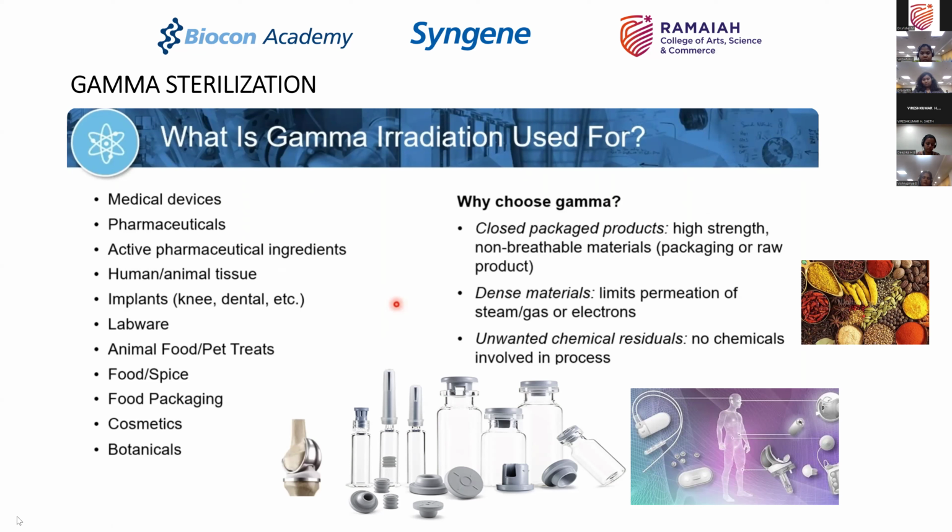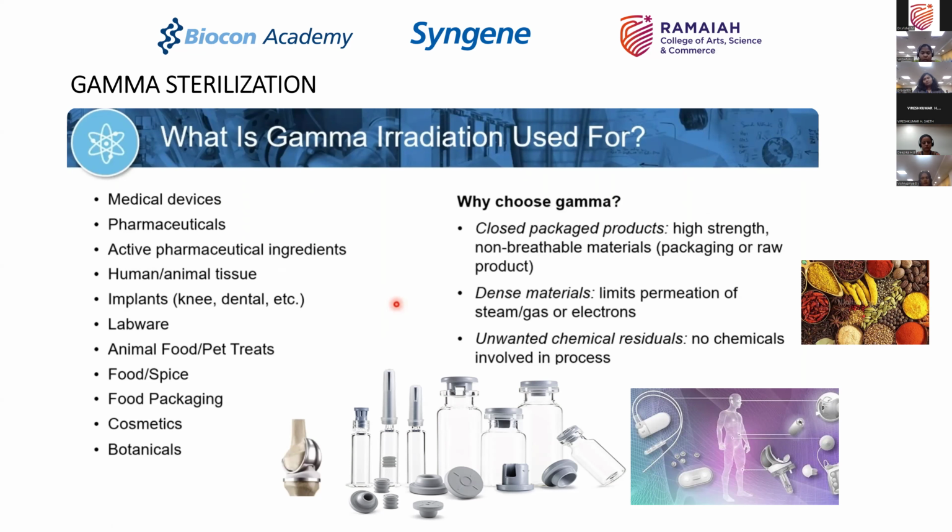Knee replacement. So this is a knee implant. These are the various primary packaging components which are used. Human beings are surrounded by a lot of medical devices, and all of these go through gamma irradiation. Of course, the food and spice industry also uses it. Closed package products, high strength, non-breathable material packaging of raw materials. So you could do it on a closed package product.